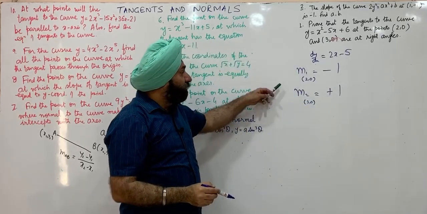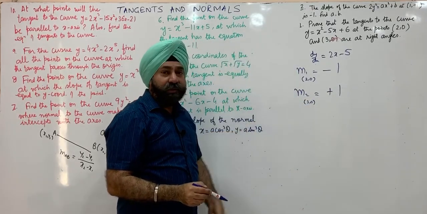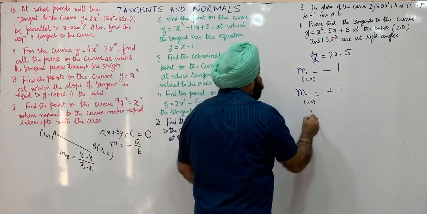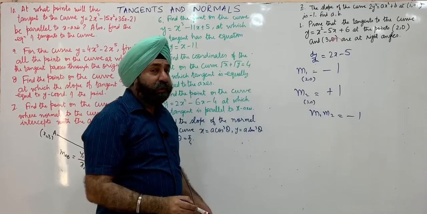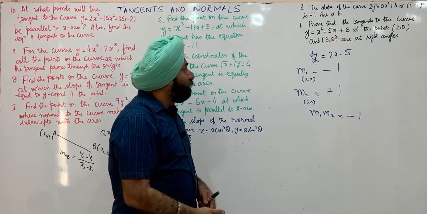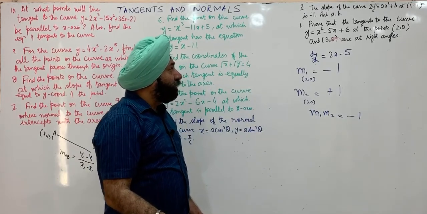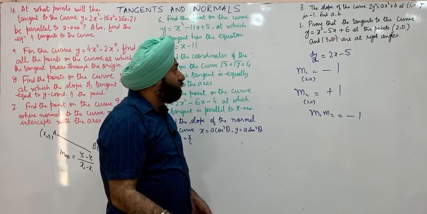So what do we observe? The product m1 m2 is -1. If m1 m2 is -1, that means these are perpendicular lines. And what are these lines? These are tangents to the curve at two different points. This is what we wanted to prove.